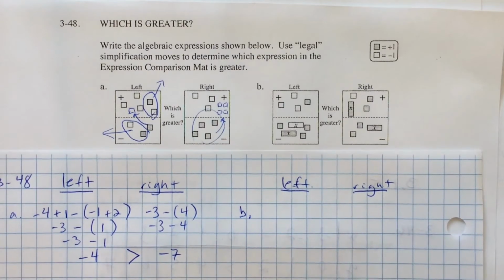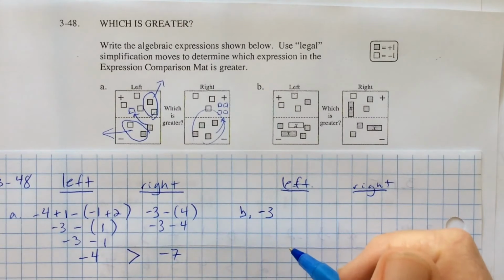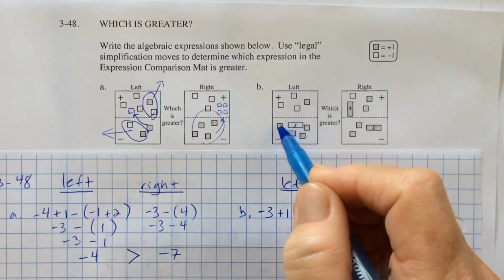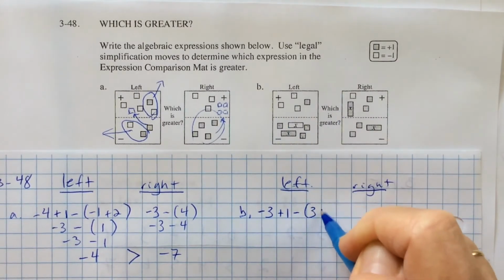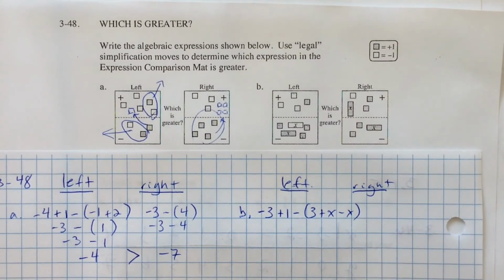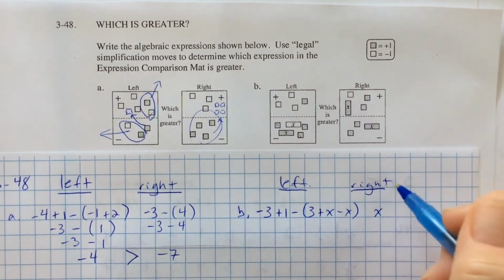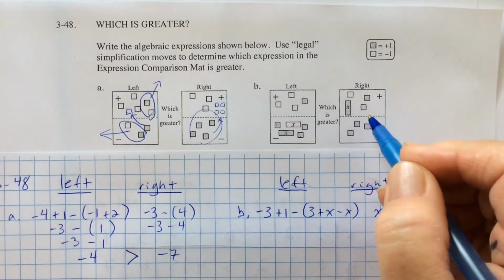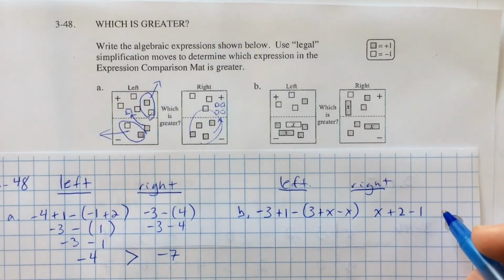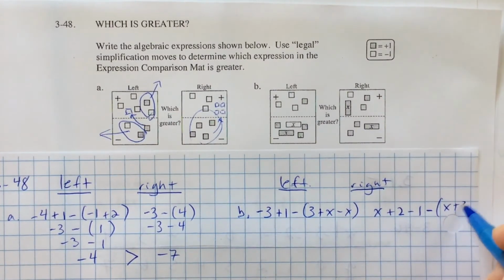On the left-hand side, we have -3 and a +1, and we are subtracting 1, 2, 3 unit tiles and a +x and a -x. On the right-hand side, we have x plus 2 minus 1, and we are subtracting x plus 2.